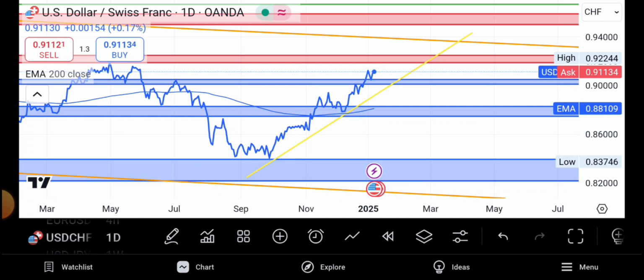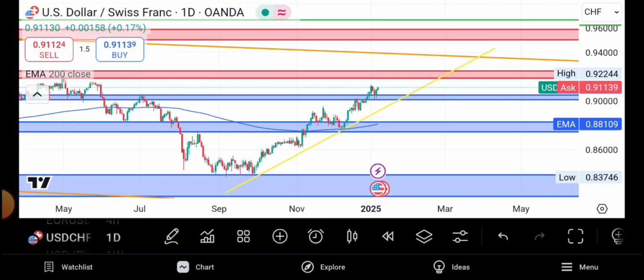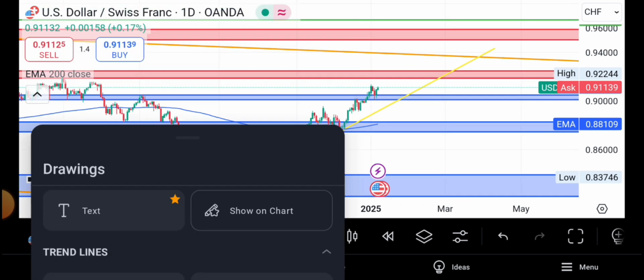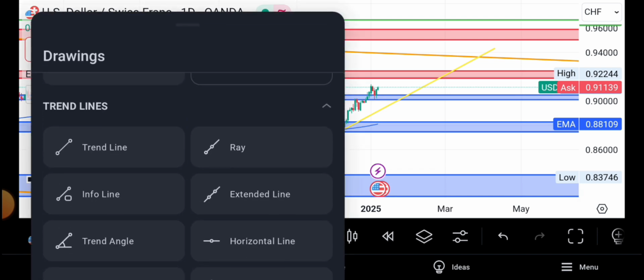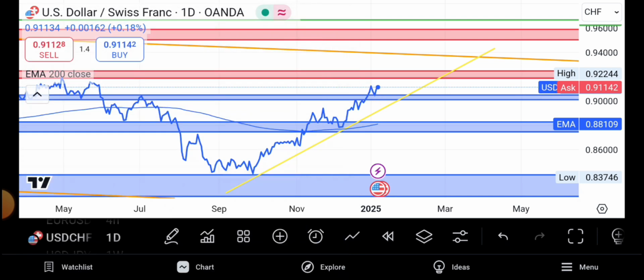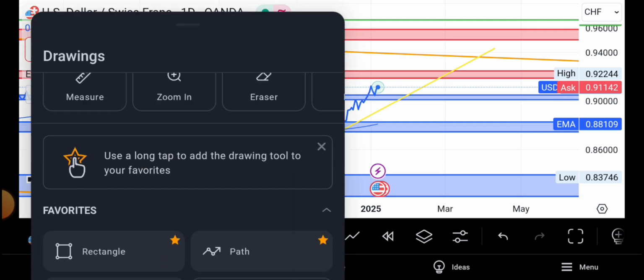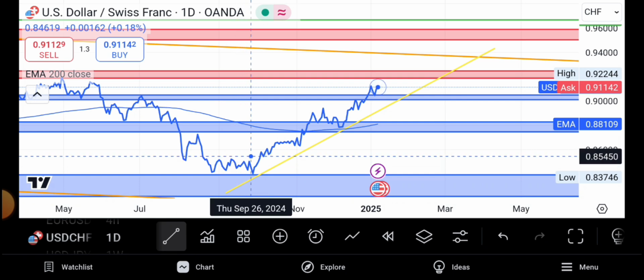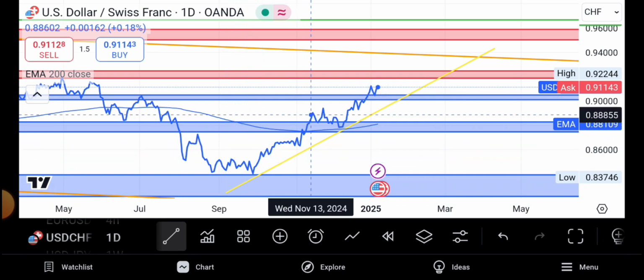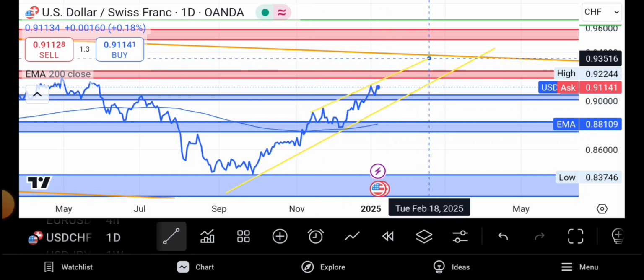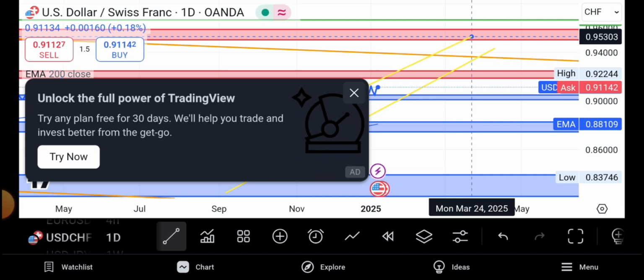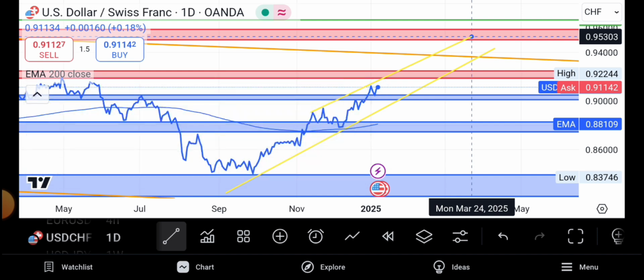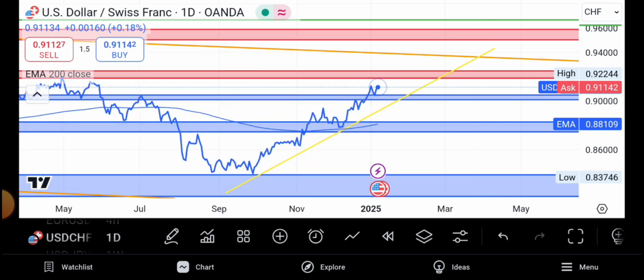So what do we expect? This is for the intraday trader. We expect that, let me show you something, sorry. Let me see if we have a good channel here. Let us see if we can draw a good channel. Unfortunately, we don't have a good channel there. So we only have an upward trend line.